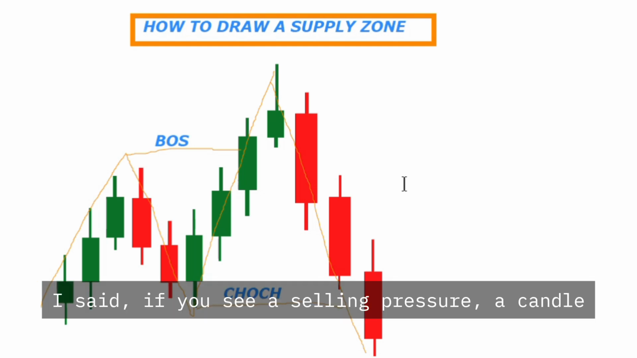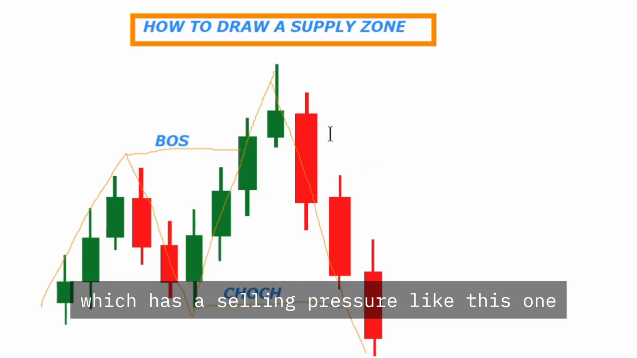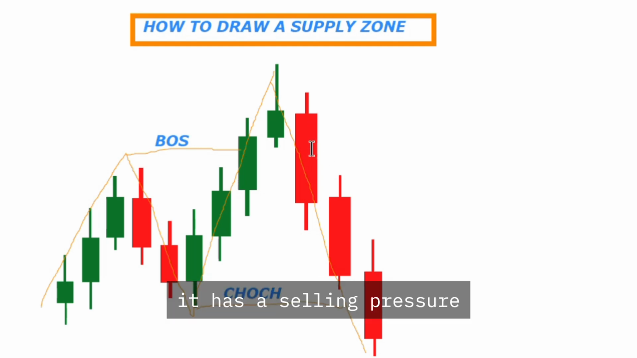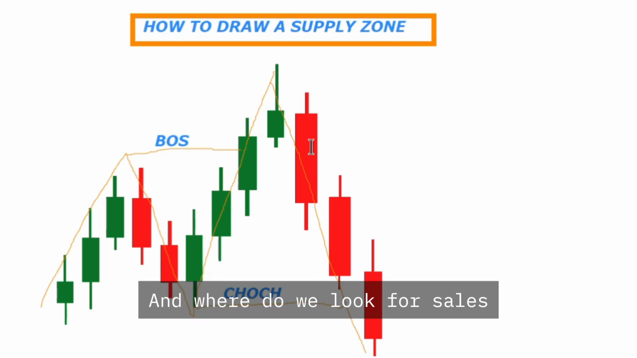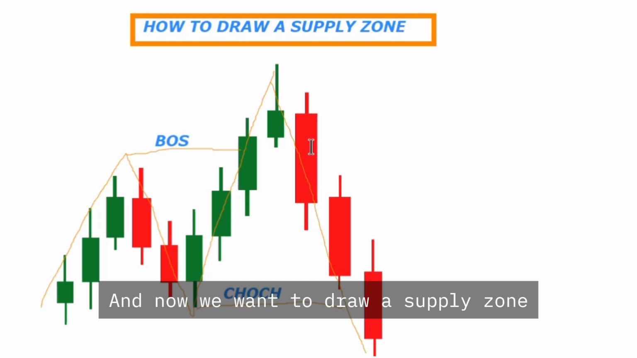I said if you see a selling pressure, a candle which has a big selling pressure like this one, we want to look for sells. And where do we look for sells? In a supply zone. And now we want to draw a supply zone.